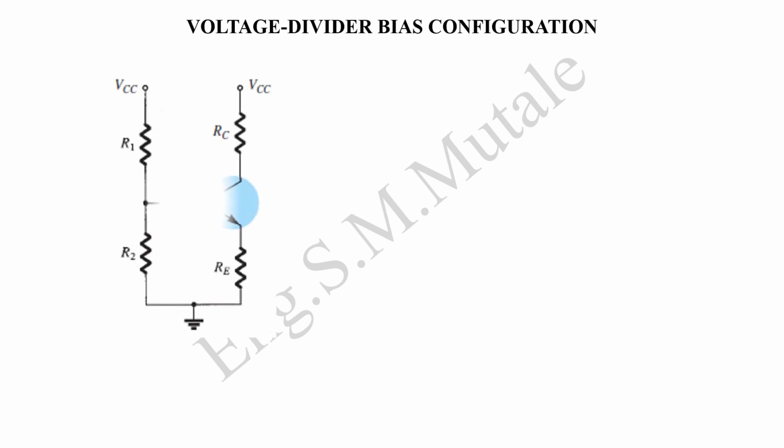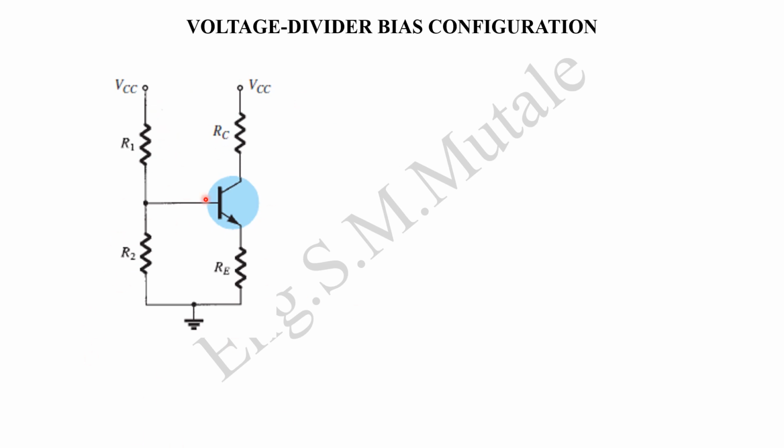So voltage divider bias configuration, the circuit would look something like this. It's going to have a number of resistors. It will have a resistor connected on the base, two of them actually, R1 and R2. Then there will be the collector resistor as well as the emitter resistor, with excitation, of course, which is VCC going to the ground like that.